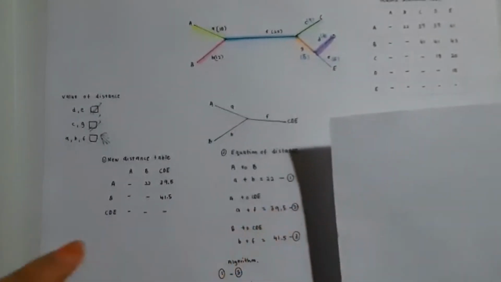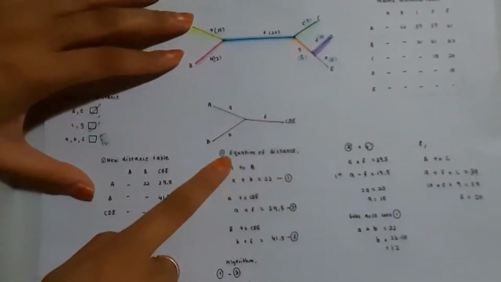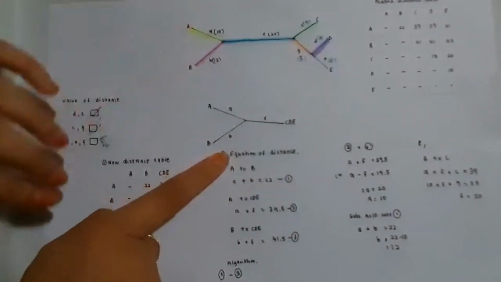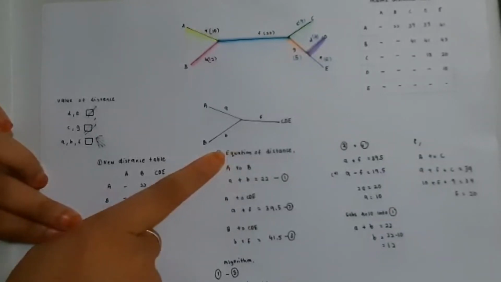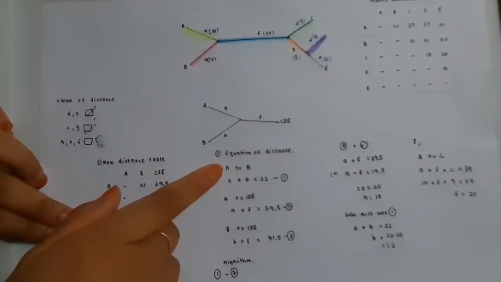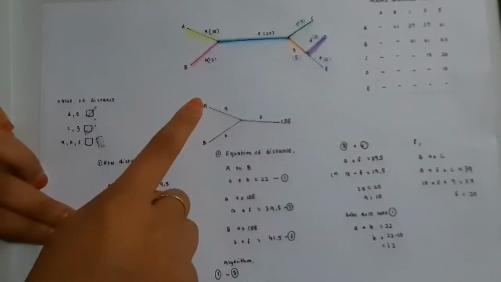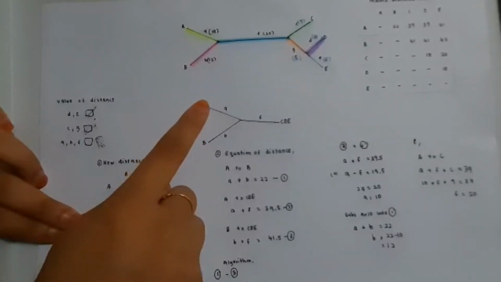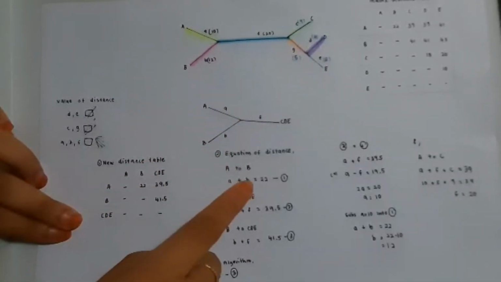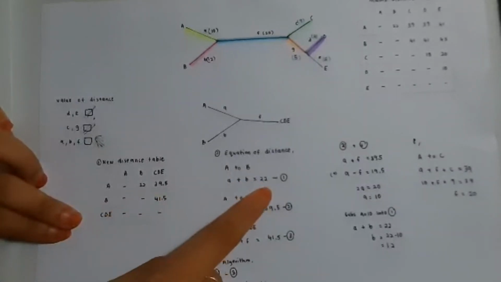Okay, so next, we calculate the equations of distance. We create an equation from point to point. The first equation is from point A to point B. We will measure the distance of A plus B. So A plus B is equal to 22 based on the distance table. This is the first equation.